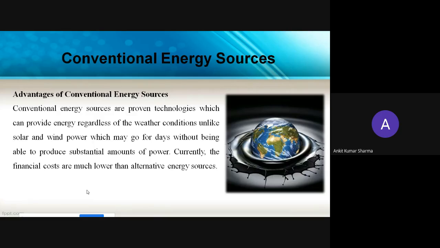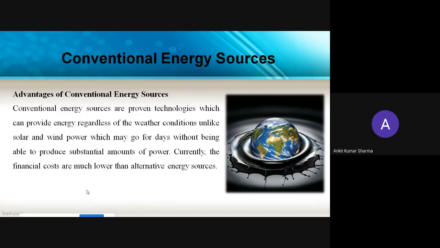So there are certain advantages of the conventional energy sources. The conventional energy sources are proven technologies which can provide energy regardless of the weather condition, unlike solar and wind power, which may go for days without being able to produce a substantial amount of power. Currently, the financial costs are much lower than alternative energy sources. So there are two major advantages.